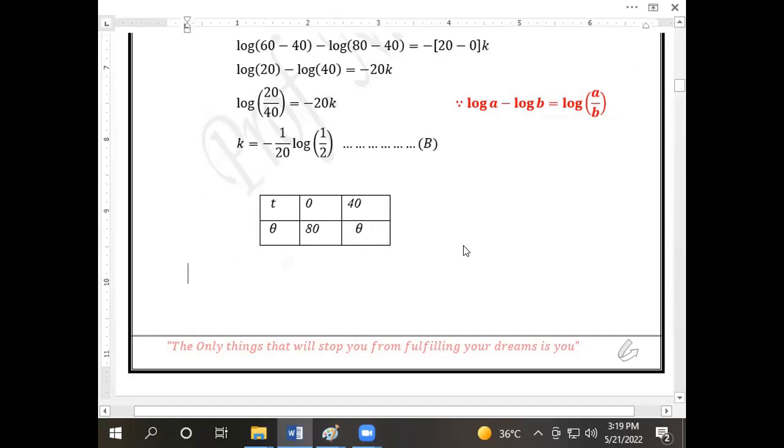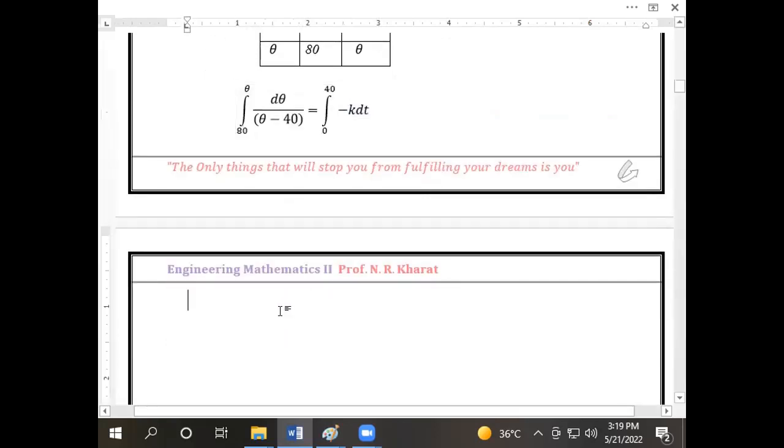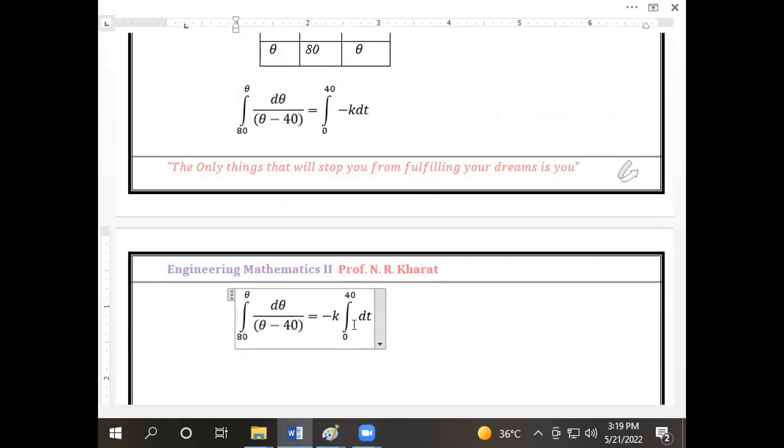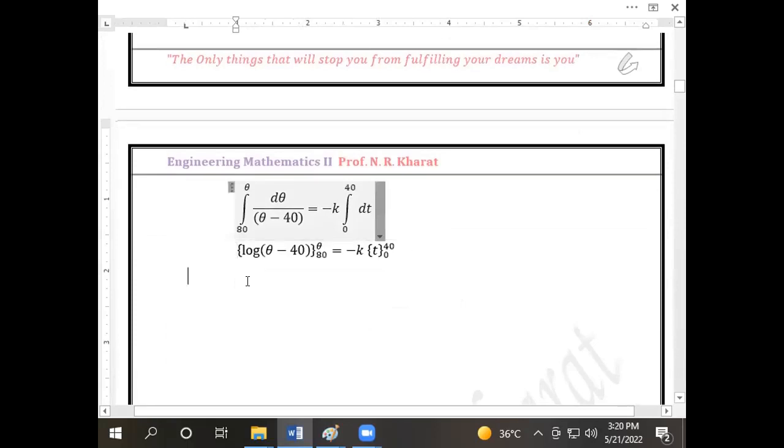So again, we have to use the variable separable form of that differential equation. The differential equation is d theta upon theta minus 40 equals minus k dt. Again, minus k is a constant of integration, so we keep it outside the integration. Taking the integration of this, we got log of theta minus 40. The upper limit is theta, the lower limit is 80. On the right hand side, the upper limit is 40 and the lower limit is 0.